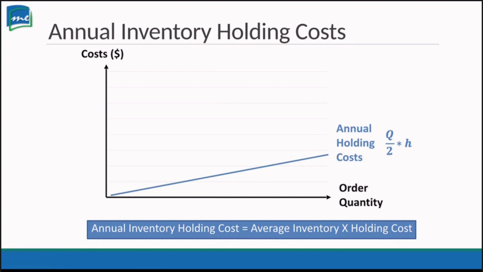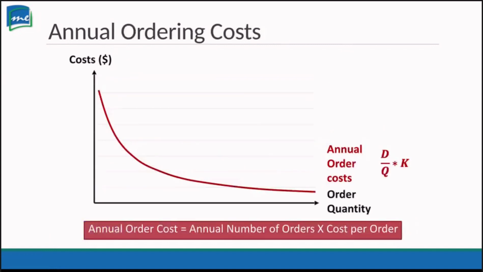So the total annual holding cost here, we use half of Q times small h. And now we move to the ordering cost. The ordering cost is related to how many orders you place. If we want to know how many orders we place, we have two pieces of information here: the annual demand and the quantity.